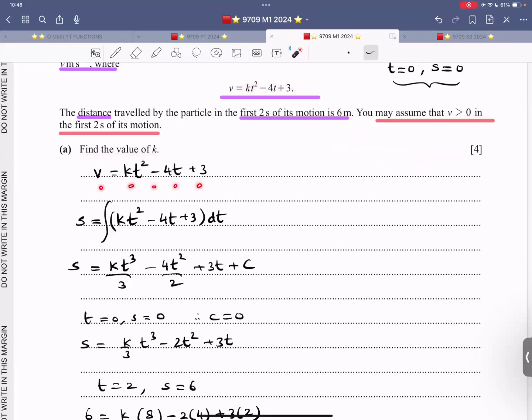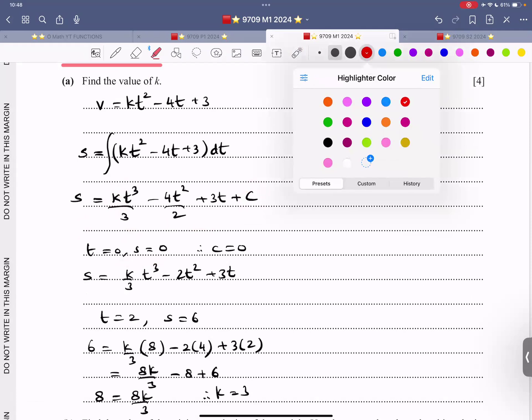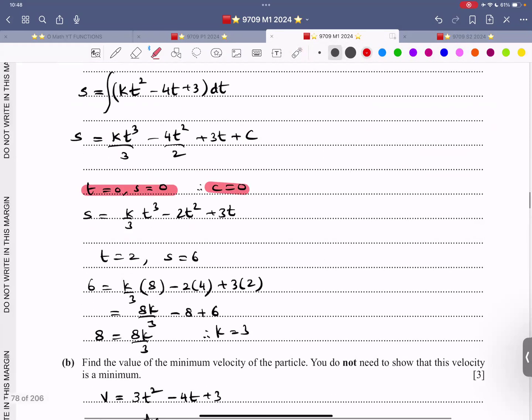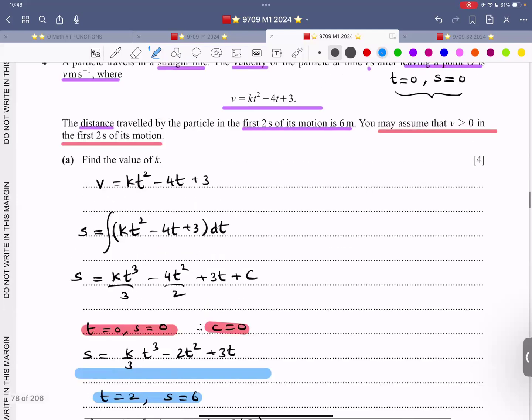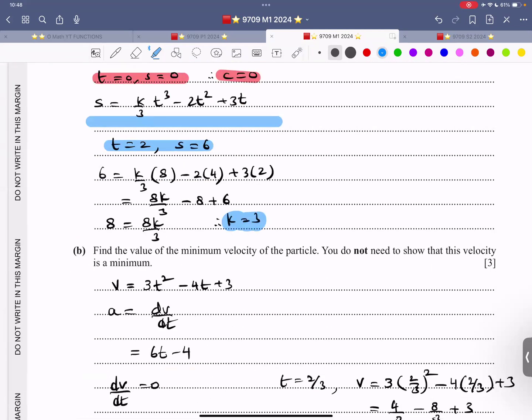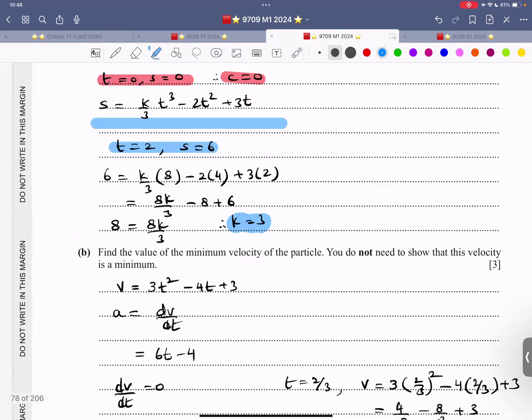So that's the velocity equation. Integrate each term according to the rules of P1, and we get a constant of integration C. Since they have used k, you should use some other constant. C is the best one. When t is 0, s is 0. Therefore, C comes out to be 0. Rewrite the equation once again, which is this equation over here. Now plug in the next condition. When t is 2, s is 6. This is given over here. In the first 2 seconds, s is 6. And that was the first condition, t is 0, s is 0. Therefore, k comes out to be 3. They were looking for the value of k. So k is 3. In other words, the velocity equation is 3t squared minus 4t plus 3. Now they're asking for the minimum velocity of the particle. You don't need to show that velocity is a minimum.